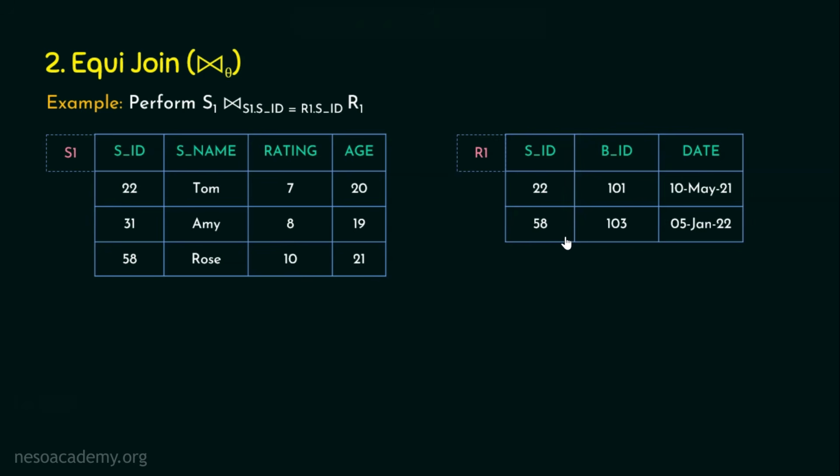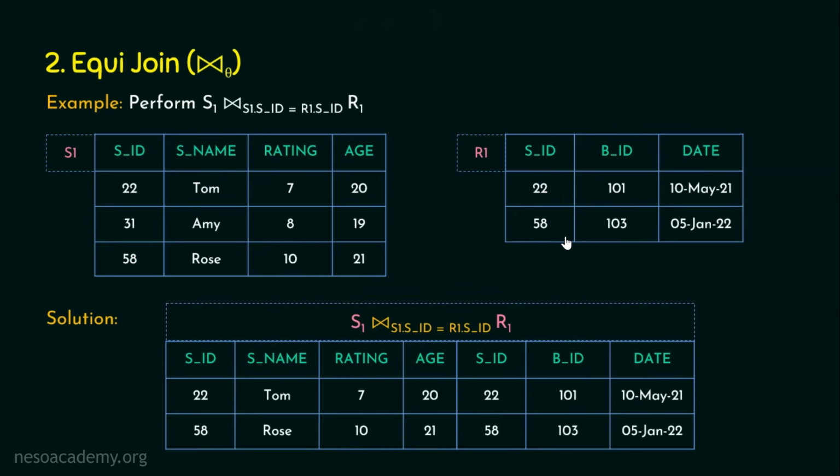Only these two will be joined in the output relation. Let's see that now. Can you see? Yes. 22, 22. 58, 58. I request you to pause this video for a while.